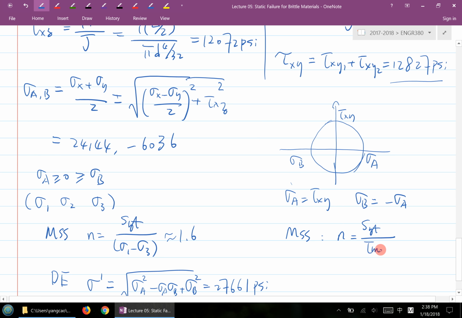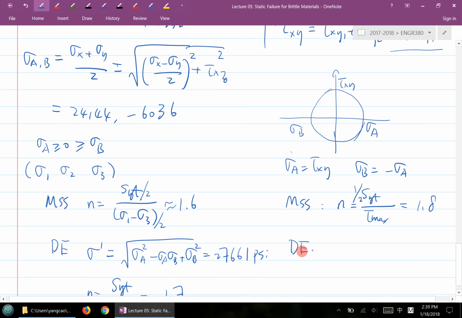In MSS theory here, you're basically calculating SYT over the maximum shear stress, which is this value here. So that gives you 1/2 SYT over the tau max. Okay, you probably wonder where the 1/2 is from. If you remember, this is 1/2 over here and then 1/2 over here. So this is where the 1/2 is from. Tau max is always sigma 1 minus sigma 3 over 2.